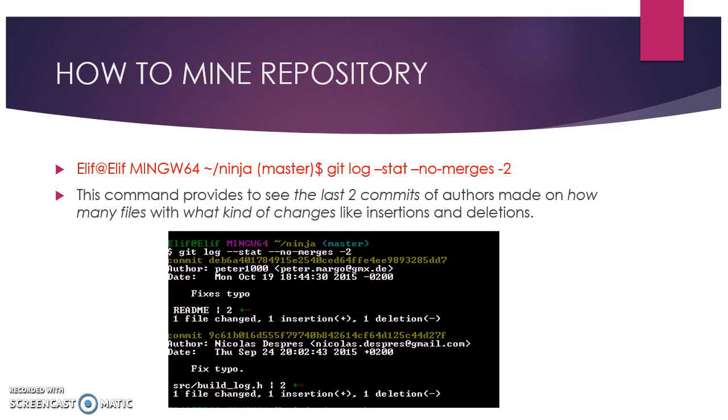Also, for example, if you want to observe the last 2 commits that an author has, we use --merge -2, which gives just the 2 commits the authors have here, readme and one file changed. The --stat option is also really useful here. It shows one file changed, and in this file he made one insertion and one deletion.